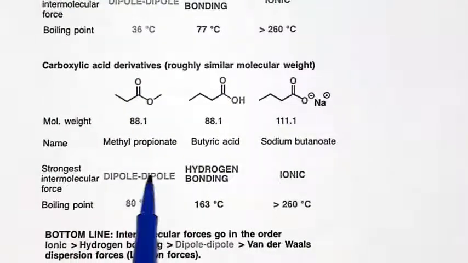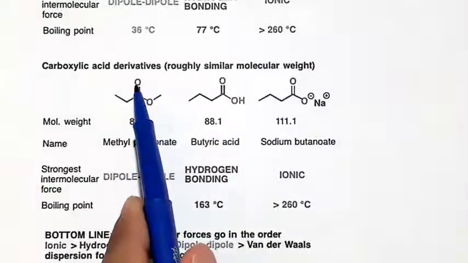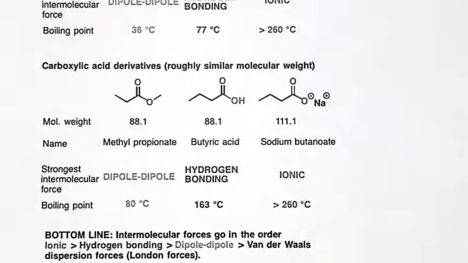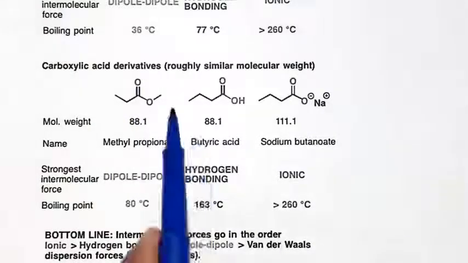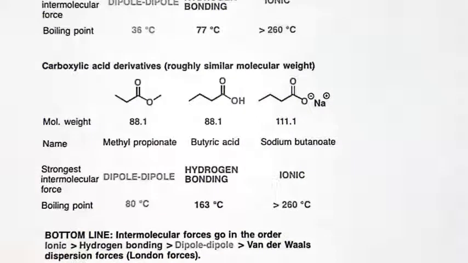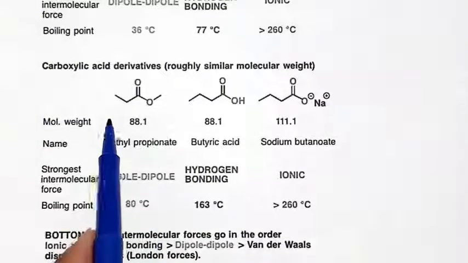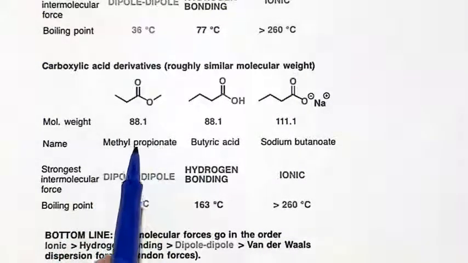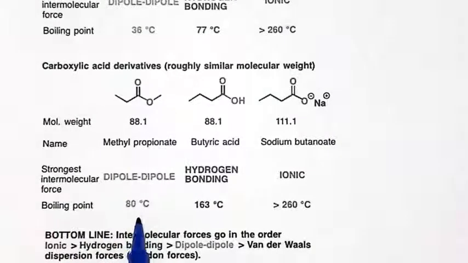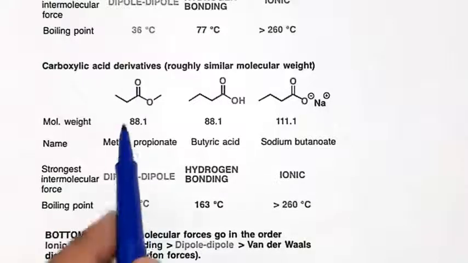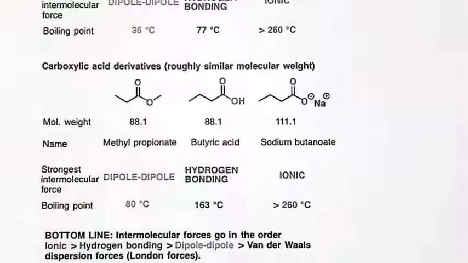All right. So methyl propionate, that oxygen and that oxygen will be partial negative, and that will interact with the partial positive of other molecules, another molecule of methyl propionate, or another partial positive of a separate entity. And you have dipole-dipole interactions. Pretty strong here, 80 degrees is its boiling point.